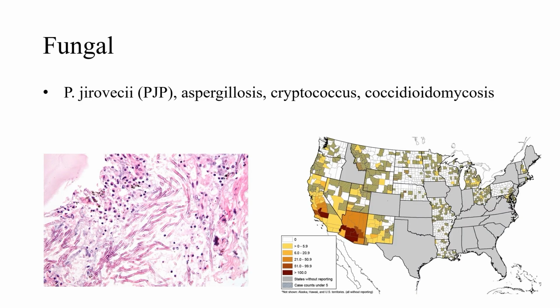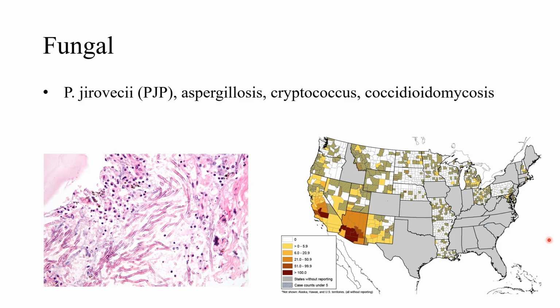Lastly is fungal. When we think of fungal, PJP, which is Pneumocystis jirovecii, Aspergillosis, Cryptococcus, and Cocci. What we're looking at down here on the left is an Aspergillus on smear. And then this over here is a heat map of Cocci infection. And we see it's really known for being down in the southwest, in the San Joaquin Valley.